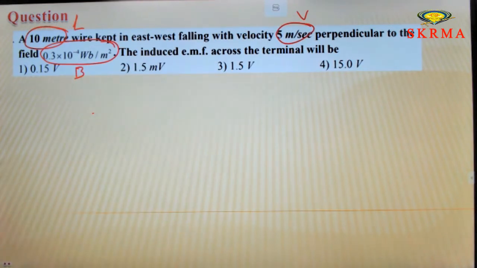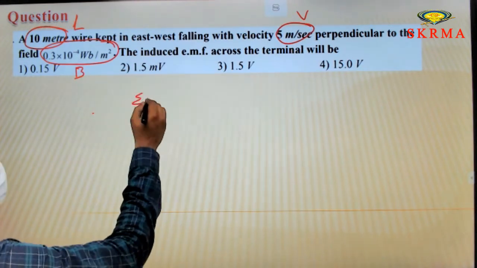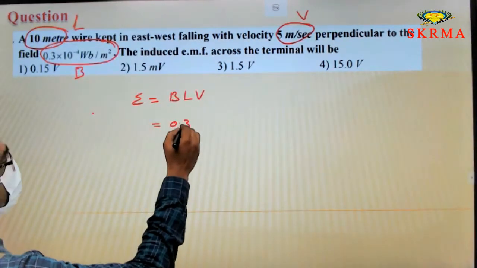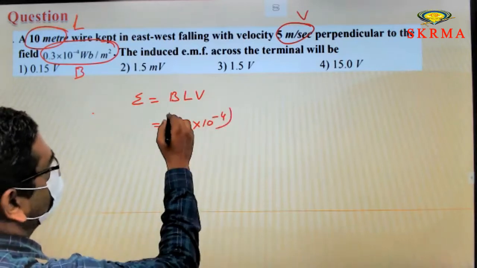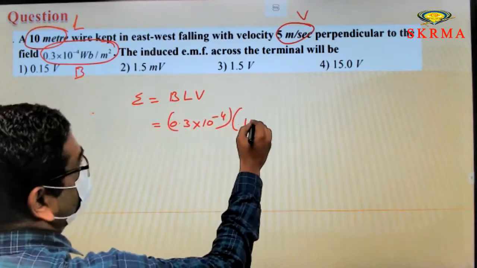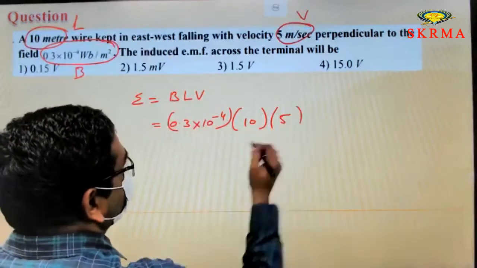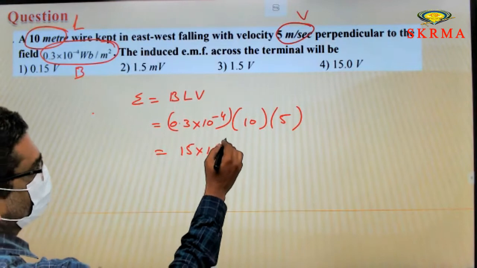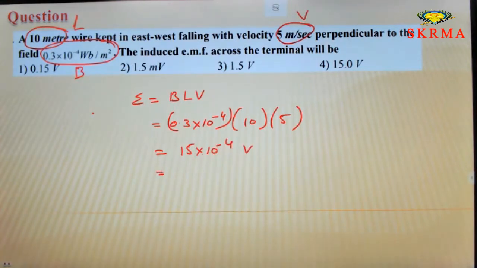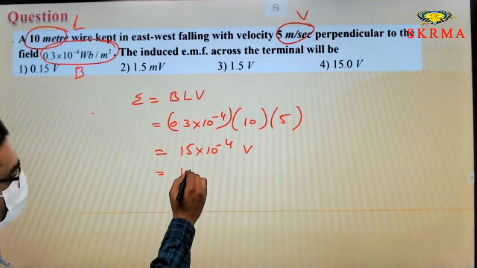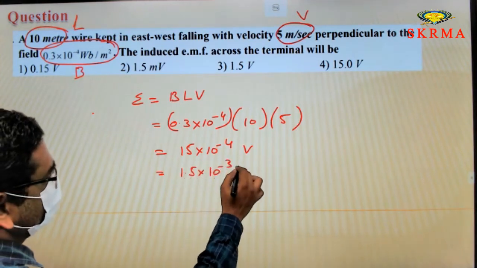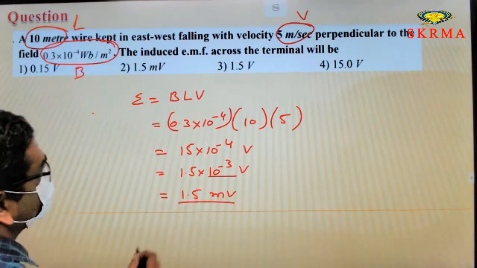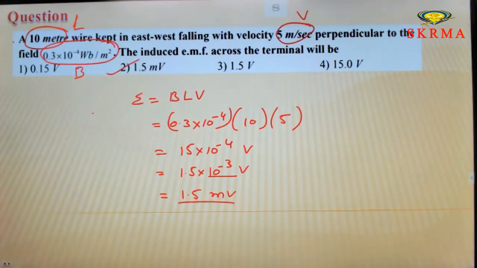So this is nothing but a motional EMF concept. Induced EMF equal to BLv. Substitute the values directly. 0.3 into 10 power minus 4. Length is 10 meter. Velocity is 5 meter per second. So 3 into 5, 15 into 10 power minus 4 volt. So 1.5 into 10 power minus 3 volt. Minus 3 means milli. So 1.5 millivolt. Second option is the correct one.